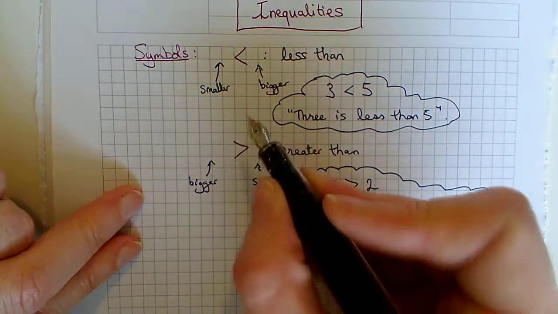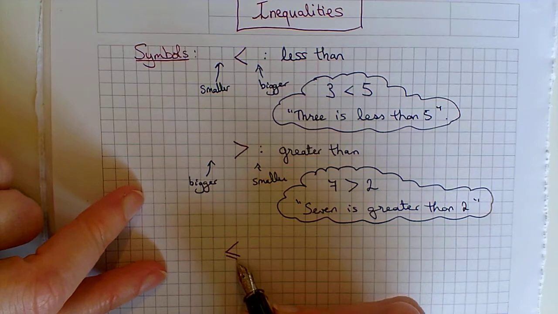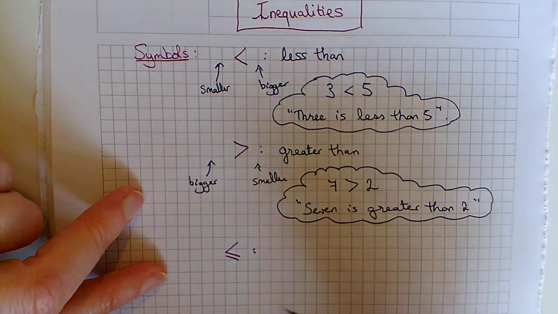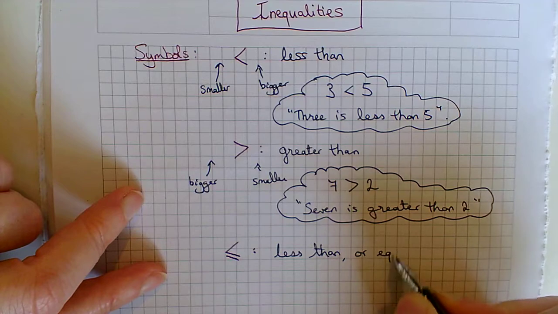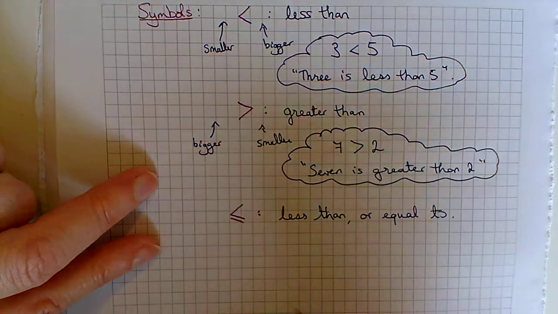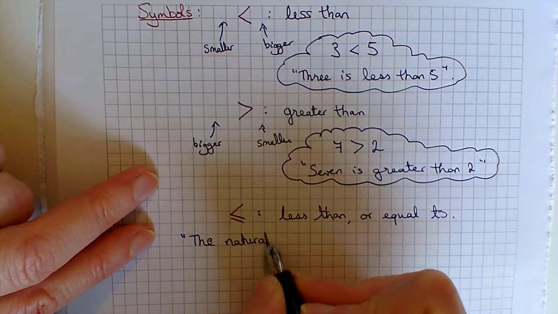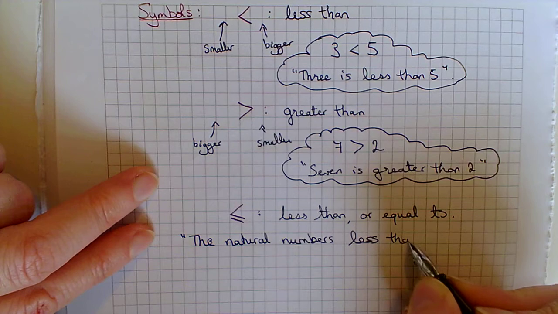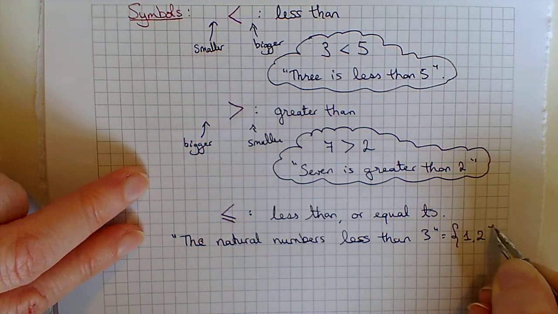There's 2 more symbols that you mightn't have seen before, and they look nearly identical, but they have an extra line underneath them like this. So this symbol means less than or equal to. If I'm asked to list the natural numbers less than 3, I'd write down 1 and 2.